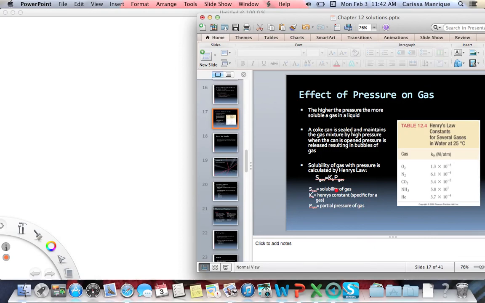Or you can look at it the other way. You need this solubility, so what pressure do you need the gas at? So really, you're going to be solving for either S or P. And here's the formula. So let's look at a problem.